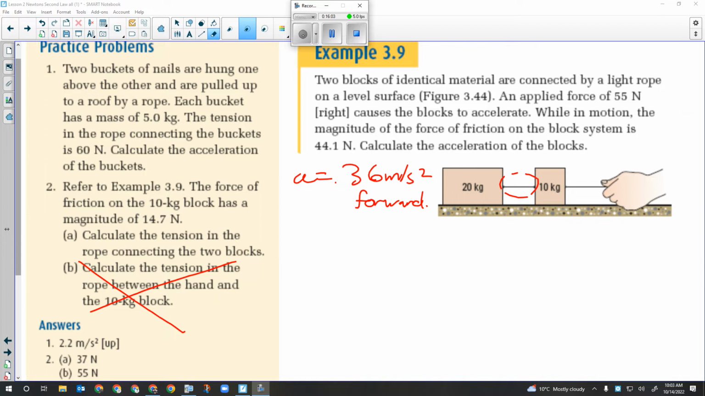They forget that the tension is pulling on the 20 kilogram block. So I'm going to do this both ways. I'm going to do it first with the 10 kilogram block because it's actually easier that way. There's one less calculation with the 10 kilogram block. So I draw my free body diagram of the 10 kilogram block.